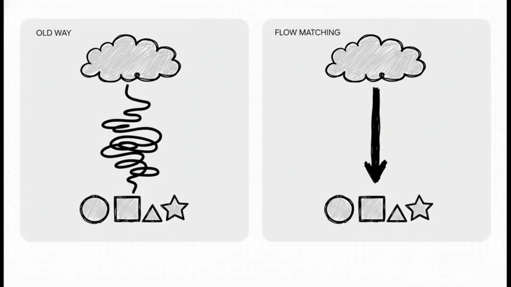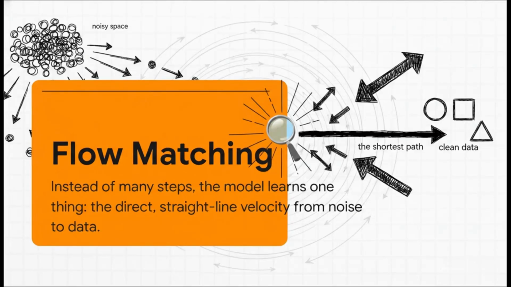So the old way forced the model to learn this complex, winding step-by-step path from noise back to the data. But the new way, flow matching, just teaches the model the straight line, the direct path. It is a massive leap forward in elegance and efficiency. So what exactly is flow matching?